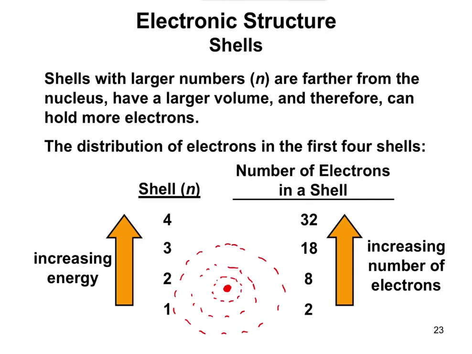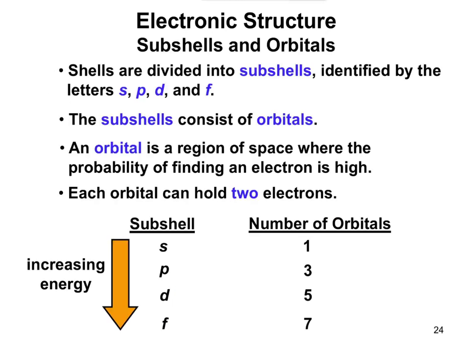And that's just because there's more room to hold it as those shells get further and further away from the nucleus. So if all of this isn't confusing enough, these shells are actually divided into subshells. And these are going to be identified by the letters S, P, D, and F. So while all of that is true, in terms of what we're doing in class, you don't even have to worry about D and F. You only need to know about the S and P subshells.